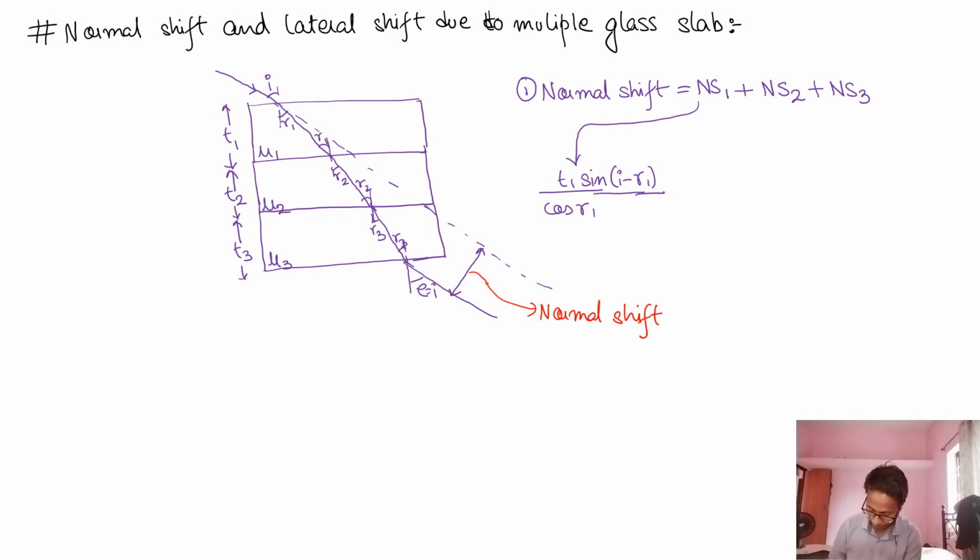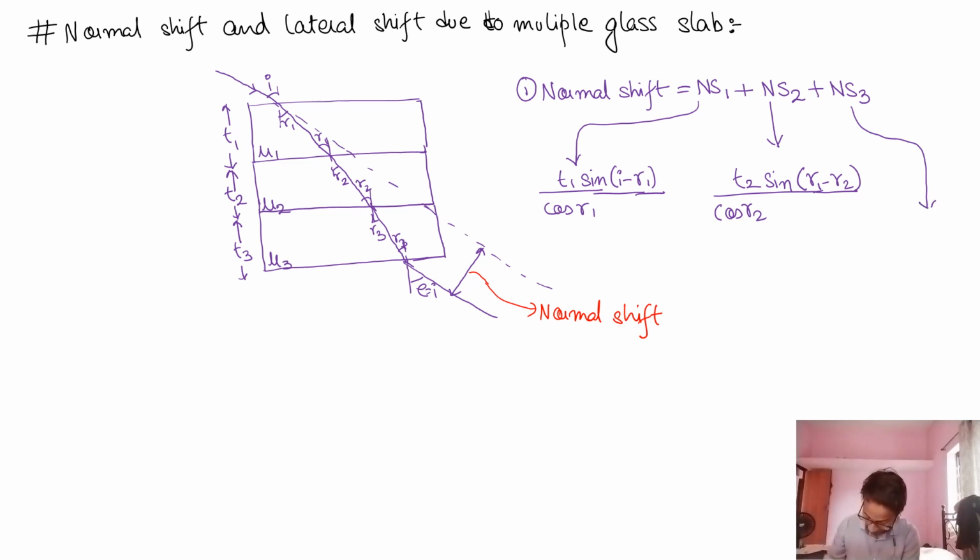Okay. Now what is normal shift 2? T2 divided by cos R2. This one is cos R2, no? Divided by cos R2 into sine. What is the incidence for this prism? The incidence for this prism is nothing but R1. So sine R1 minus R2. Out here it was I minus R1, it would be R1 minus R2 out here. So sine, sorry, not I1, R1 minus R2.